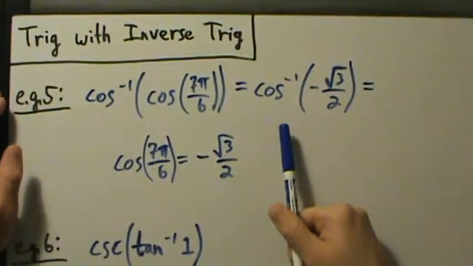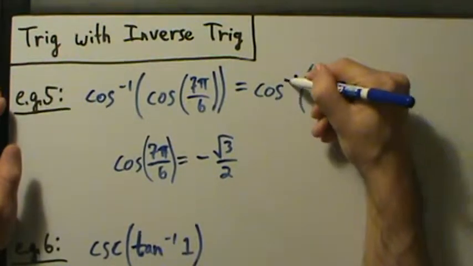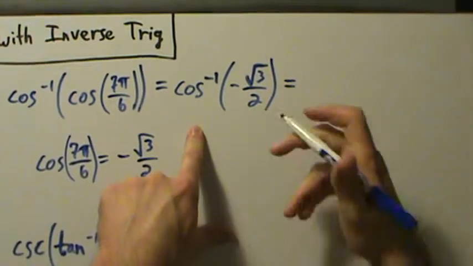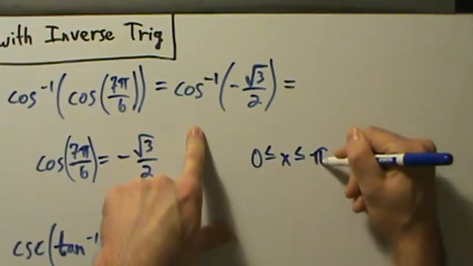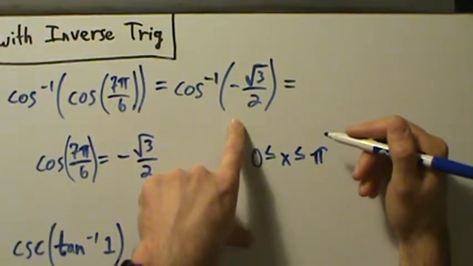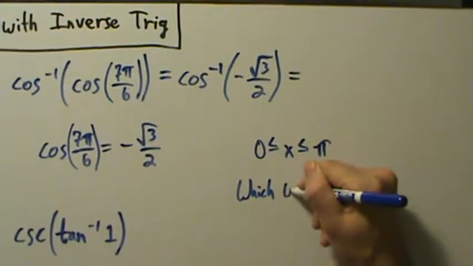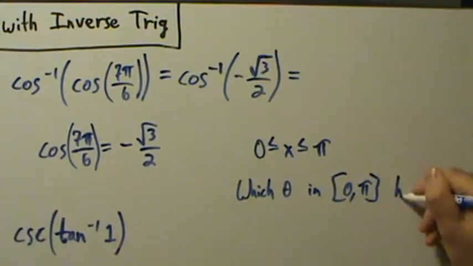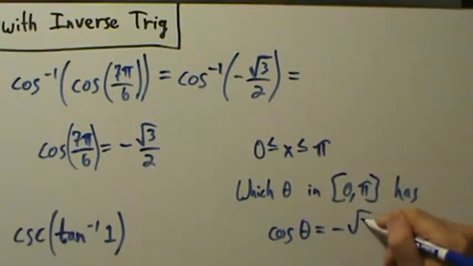we just do a problem like we did a few videos ago, where we just evaluate the inverse cosine of something. Remember, when you evaluate the inverse cosine of something, your answer has to be between 0 and pi. So when we say inverse cosine of negative root 3 over 2, we're really saying, which theta in this interval from 0 to pi has cosine of theta equal to negative root 3 over 2?